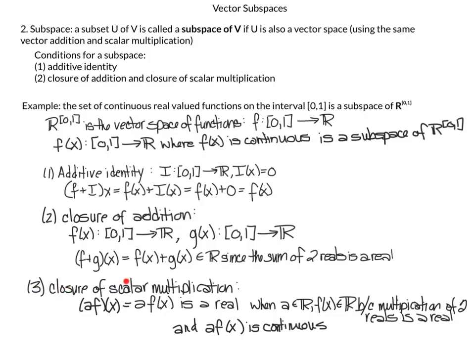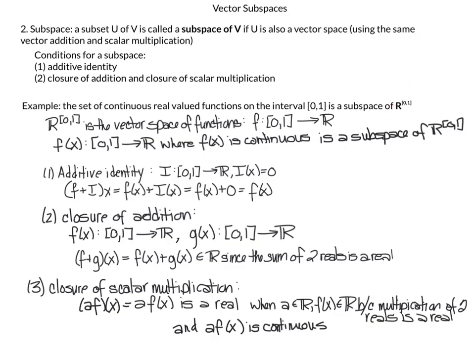And last, we need to show the closure of scalar multiplication. So when we have (af)(x), we can pull out our constant. This is just a property of functions. So pulling out our constant, a times f(x) is real, because a and f(x) are both real, and multiplication of two reals is real. And also a times f(x) is still continuous, because you can scale a continuous function and it's still continuous. So our three properties are verified, and we have verified that the set of continuous real-valued functions on the interval [0,1] is a subspace of R^[0,1].